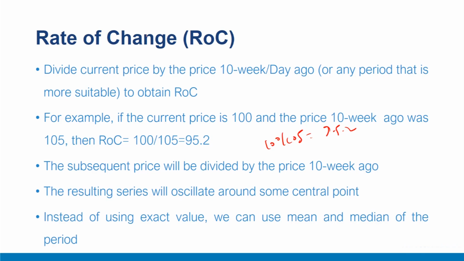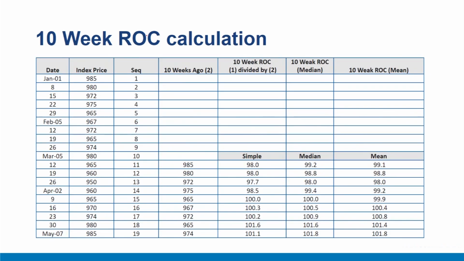Also, instead of using the exact 10-weeks-ago value, we can use the mean and median as well. Let's see this with the help of an example. Here we have weekly index price data given. For each week, the index price value is given, starting from 1, 2, 3, 4, 5 up to 10.